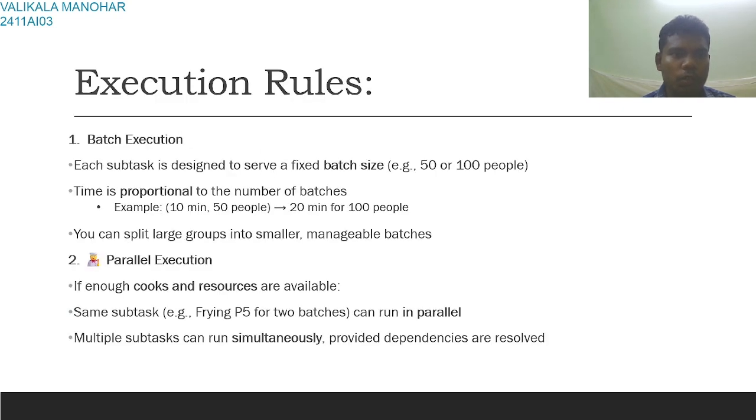Let's see the execution rules. First is batch execution. Each subtask is designed to serve a fixed batch, for example 50 or 100 people. You can split large groups into smaller manageable batches. Next is parallel execution. If enough cooks and resources are available, the same task, for example frying F5 for two batches, can run in parallel. Multiple subtasks can run simultaneously provided dependencies are resolved.